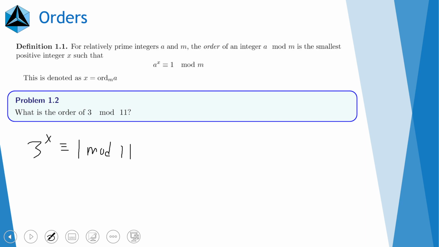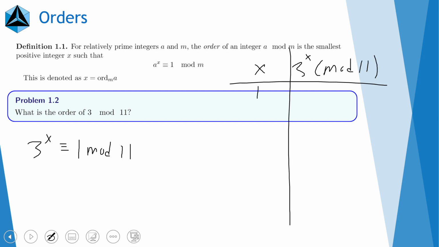We can just brute force this: plug in values of x and see which one gives us 1 mod 11. We'll make a little table. I'll put x here and then 3 to the x mod 11. Then for x equal to 1, 2, 3, let's test these for now.